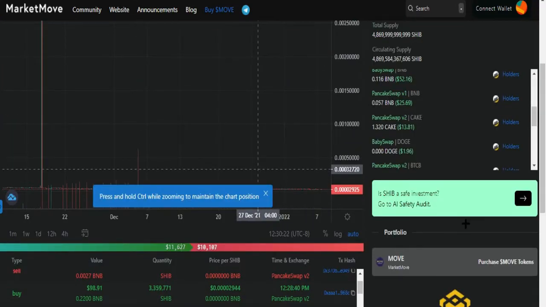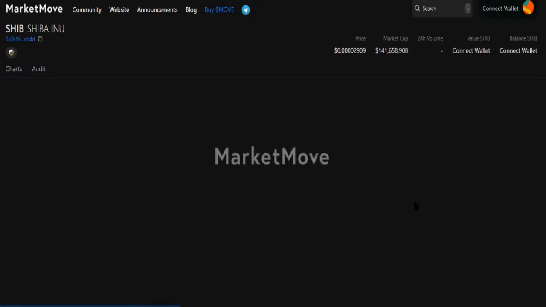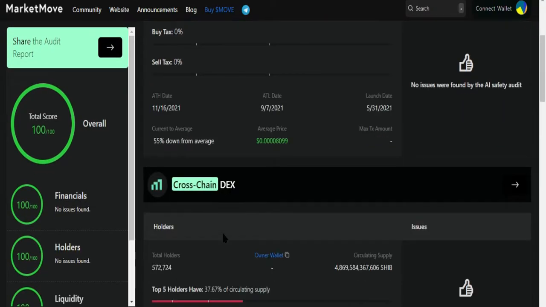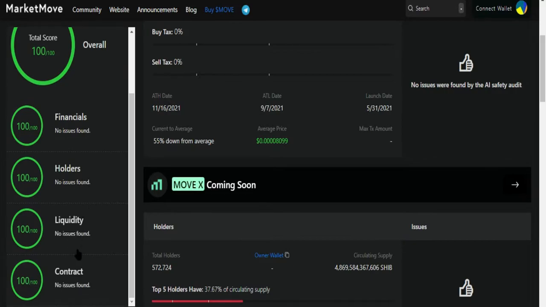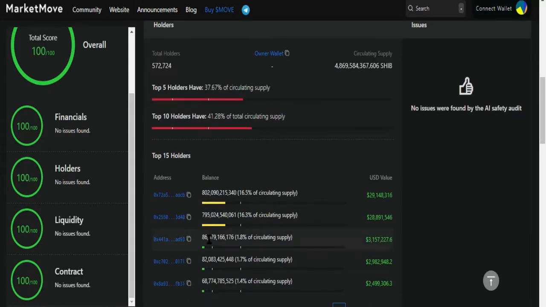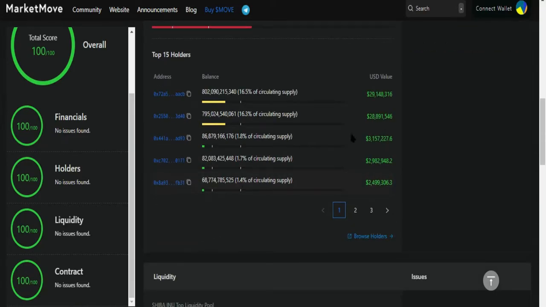So is she safe? Well, if you go to the audit, this is what you can do for most tokens. It should have 100% or 99% or some kind of great score. See, this token was deployed by the Binance team, and then you have the overall financials, the holders, the liquidity, and the contract. If they find any problems, they will have an issue over here, and it will tell you. Like here, one of the problems they see is the top 5 holders have 37% of the circulating supply, and the top 10 holders have 41%. But you want to look at that though. That doesn't always mean that it's somebody that has it. A lot of times it is a locked liquidity pool, so it could be something else that's different. That's why you want to come down here and see your top holders, what the values are.